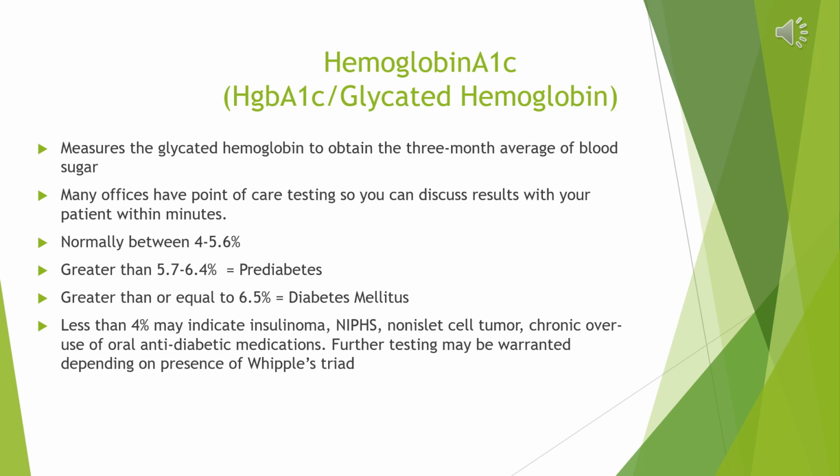You can see this in NIPHS and in non-islet cell tumors, and then of course chronic overuse of any oral anti-diabetic medications. This can happen. So it can occasionally happen on patients that are super, super strict with their diabetes medicine, and then they also make aggressive changes to their lifestyle. Their A1C may drop down kind of dramatically. So it's always very important to start low, go slow with our patients, not give them too much medication so that they drop down and have any kind of hypoglycemia.